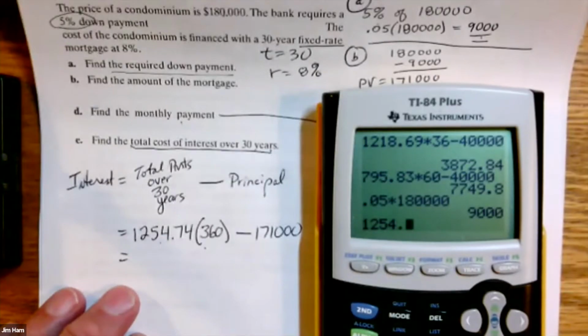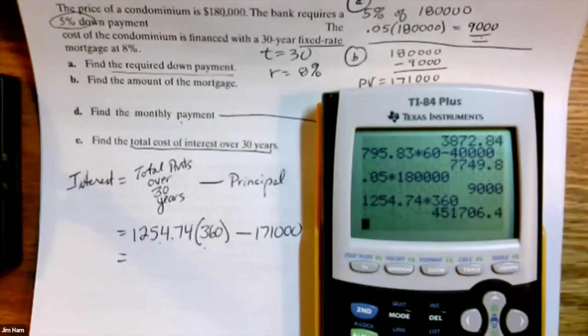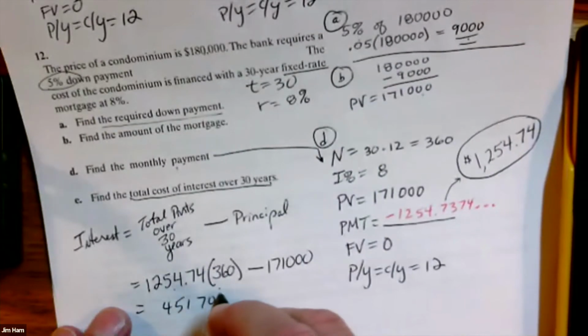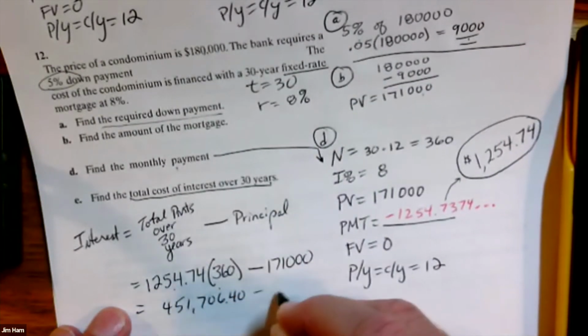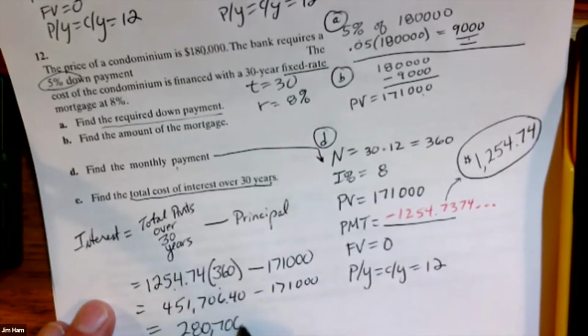And here's the sad news. When you buy a $171,000 house and make all payments as scheduled, that house actually cost you $451,000. So let me write that one down: 451,706.40. And when you subtract these two, you get $280,706.40.